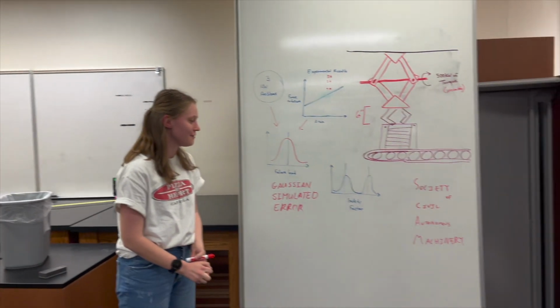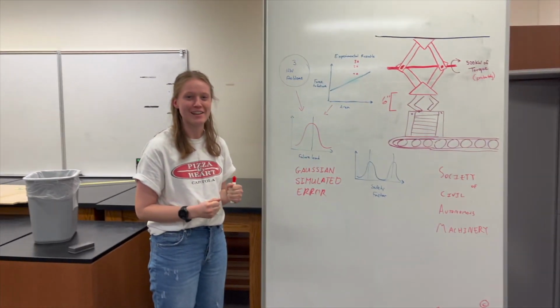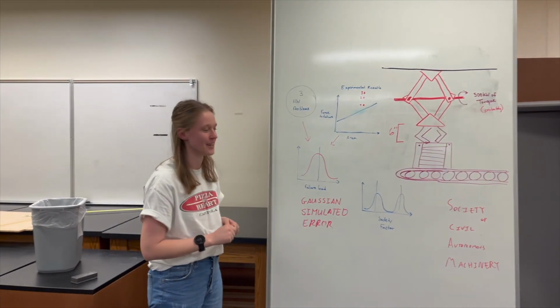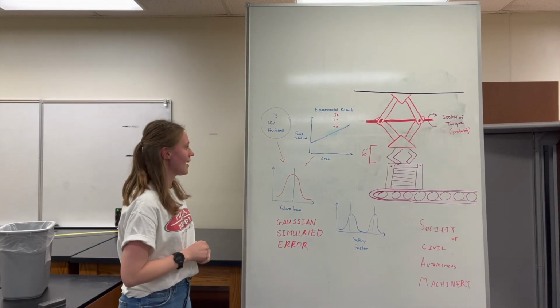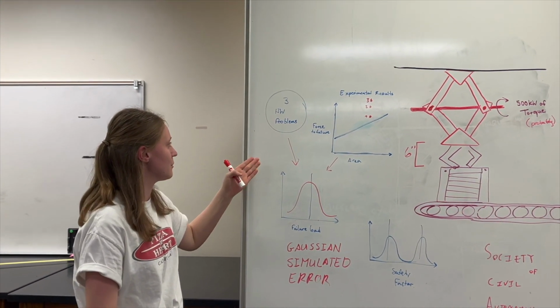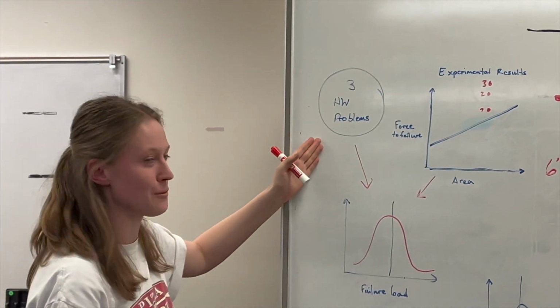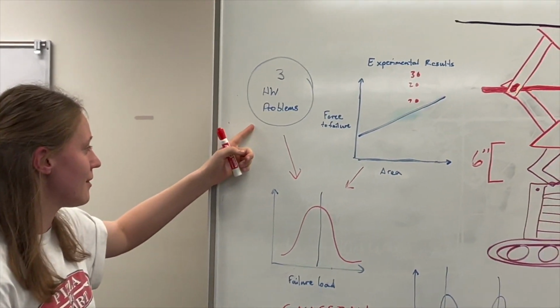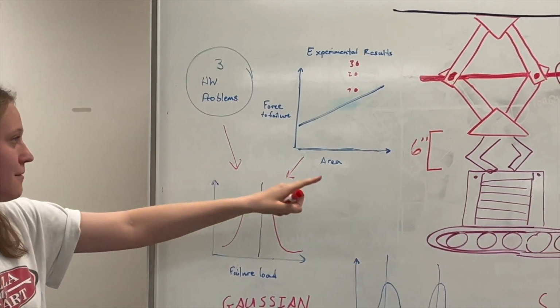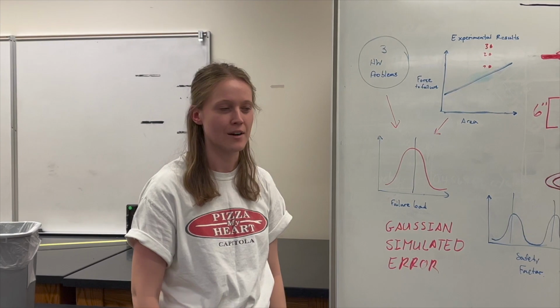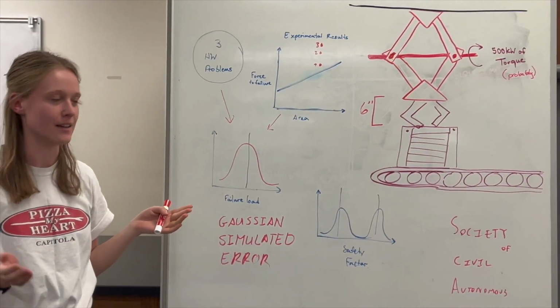Here at the Society of Civil Autonomous Machinery, we are dedicated to making sure our scissor jacks will never fail in their extensive use cases. We used our amazing resources of an undergraduate machine design course in which we inserted 3 homework problems. We had them analyze a specific geometry of the scissor jack to be able to determine what the loads were, and we used these values to validate it against our model.